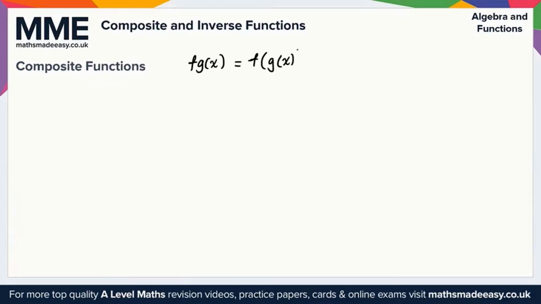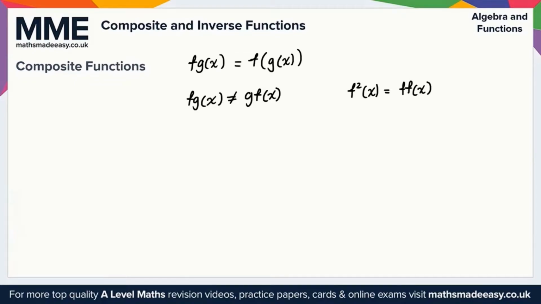This can make things a little bit clearer to see. But it's important to note here that the order is extremely important. In most cases, fg of x will not be equal to gf of x. In other words, these will be different functions. And you may also see squared functions, for example, f squared of x. But this is equivalent to f of f of x. In other words, you do f twice.